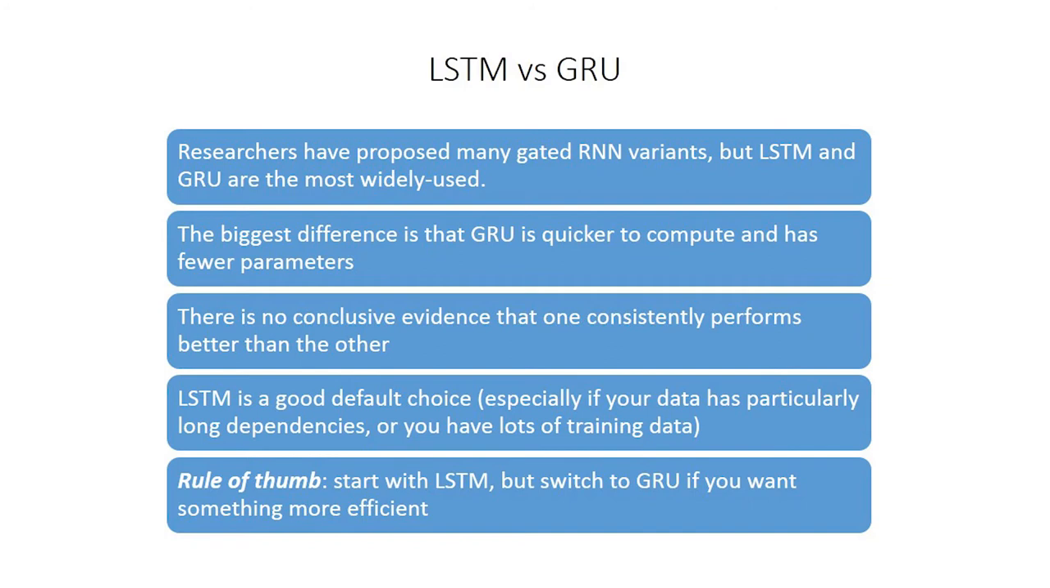However, there's no conclusive evidence that the GRU performs better than the LSTM or the LSTM performs better than the GRU. LSTM is a good default choice, especially if your data has long distance relationships. If you see that your LSTM is taking too much time to train, then you can choose to go down to your GRU. So the rule of thumb is start with an LSTM. If it's not working for you, then you go down to your GRU.